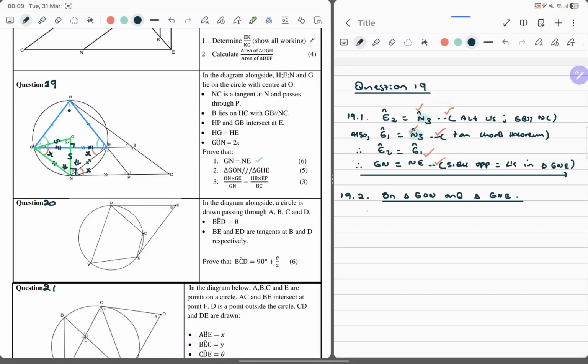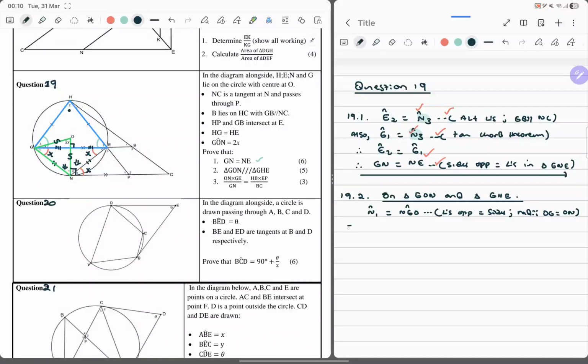So I'm going to say, well, I know that N1 is equal to NGO, whatever this is. I know that these are angles opposite equal sides, OG equal to ON. That's as simple as that. I'm talking about this triangle GON.